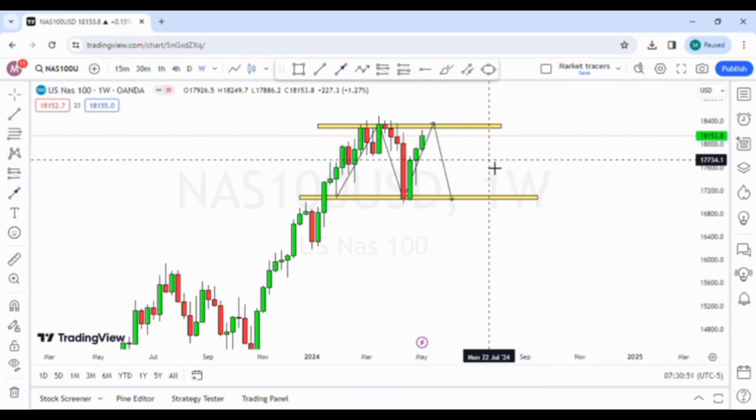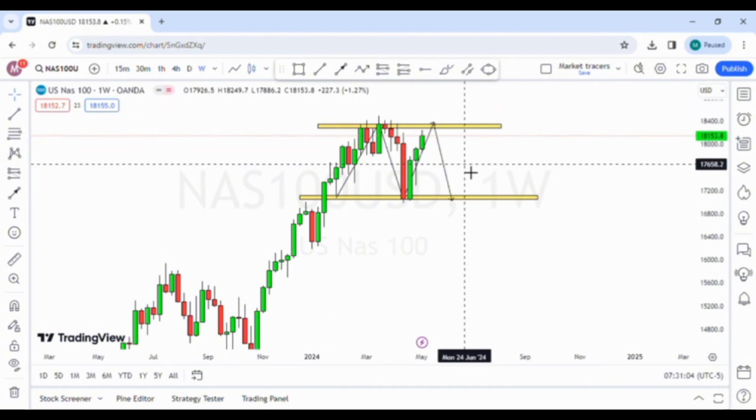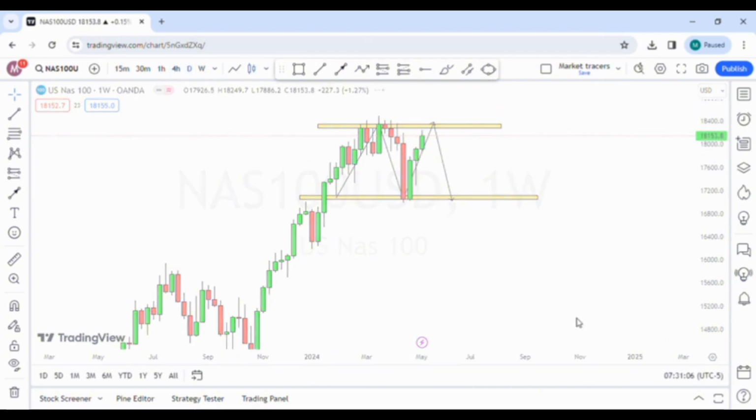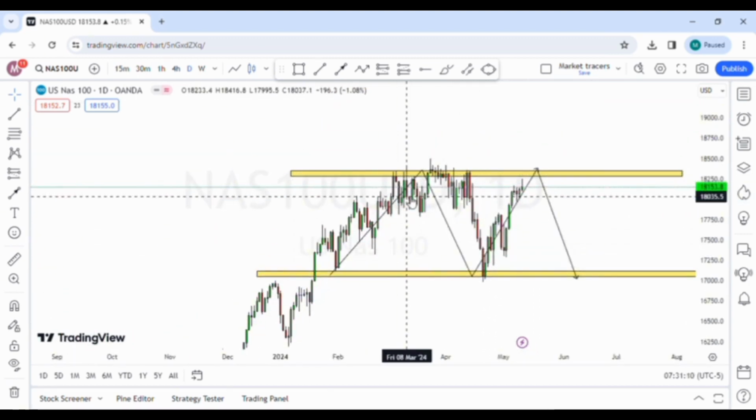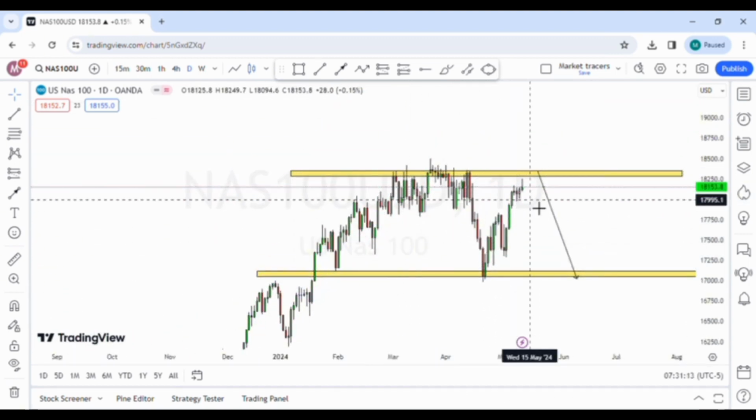And if you are a follower of this channel, you will see that this is a practical example of a flat channel, guys. So without wasting any time, let me move to a daily time frame. Okay, guys, this is our daily time frame.